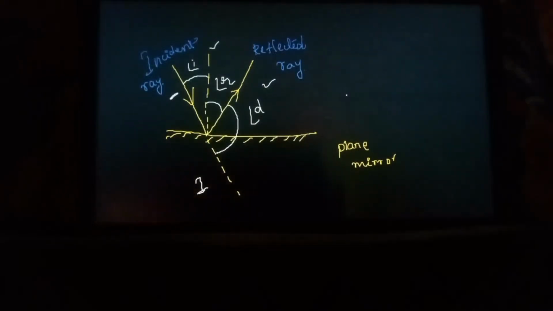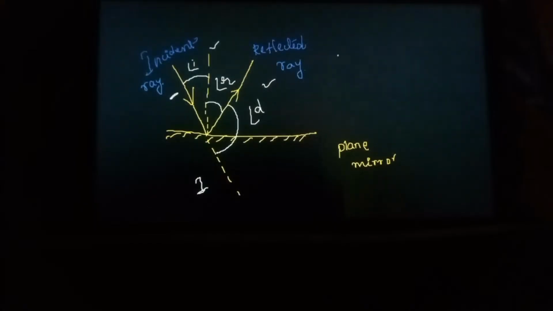The bouncing back of the light from the reflecting surface. This whole phenomenon is called reflection of light.